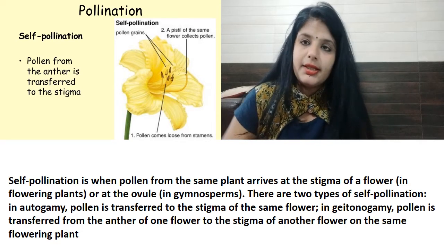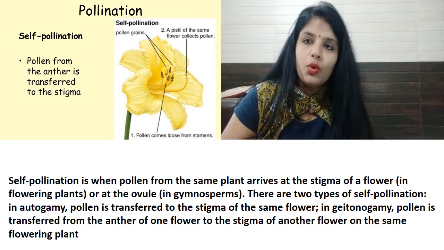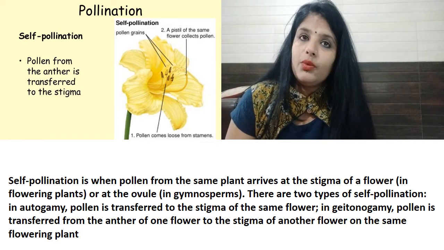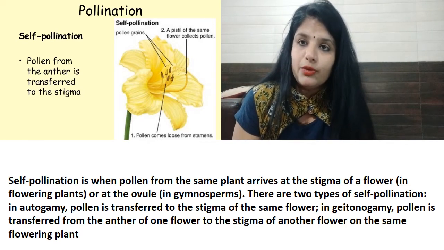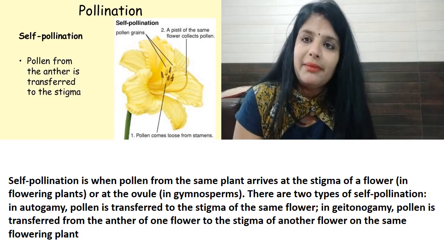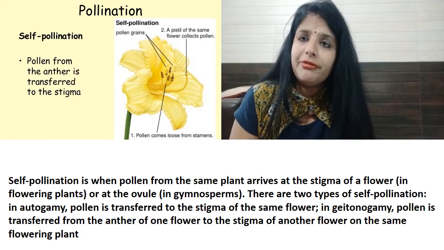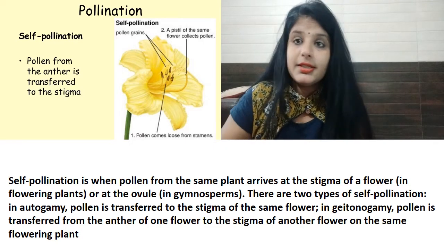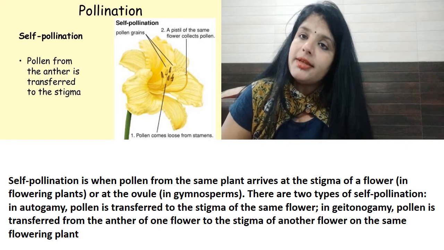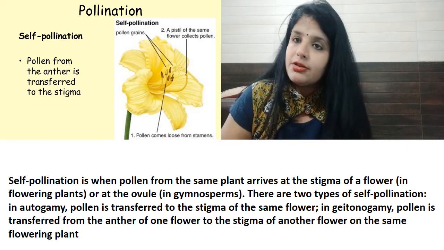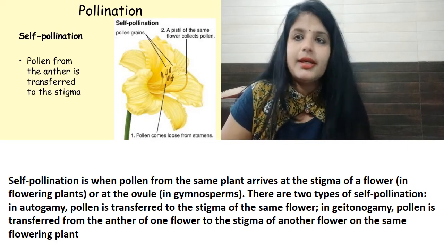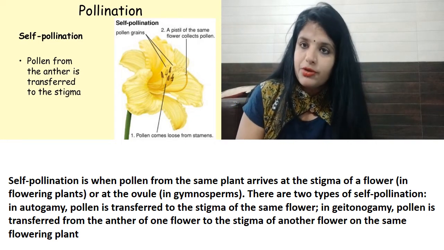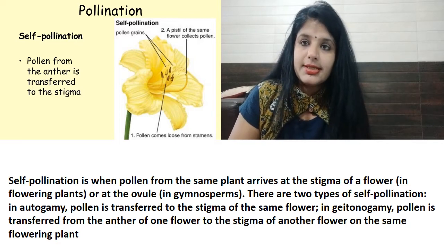For self-pollination, there are two adaptations. One is homogamy and another one is cleistogamy. Homogamy is a condition when androecium and gynoecium mature at the same time. If they mature at different times, then the anther is ready to transfer the pollen grains but the stigma is not ready. In another case, if the stigma is ready but the anther is not ready, then again it is not possible. So the first condition is homogamy, that is, androecium and gynoecium must mature at the same time.